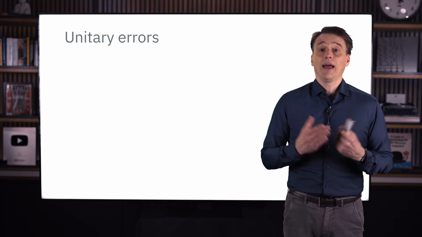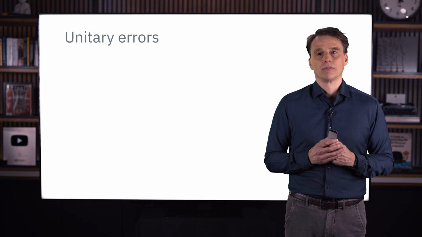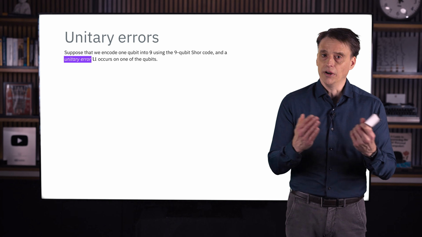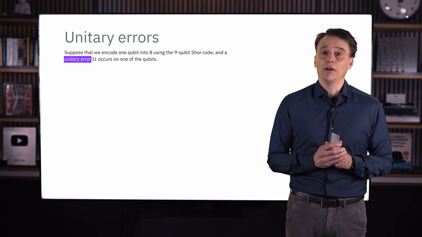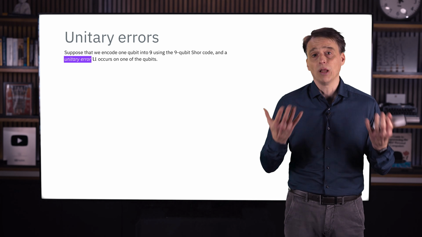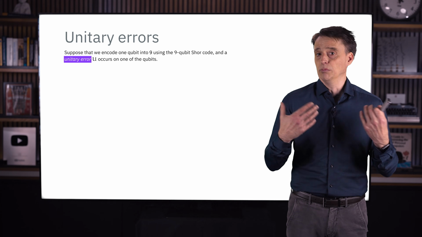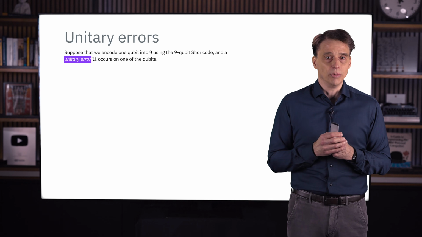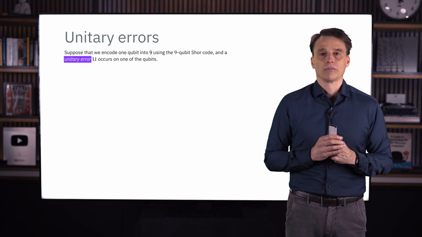So far we've considered X errors and Z errors in the context of the 9-qubit Shor code. Now let's consider arbitrary errors, starting first with unitary errors. So, for example, such an error could correspond to a very small rotation of the Bloch sphere, possibly representing an error that's incurred by a gate that isn't perfect, for instance, or it could be any other unitary operation on a qubit, and not necessarily something close to the identity operation.